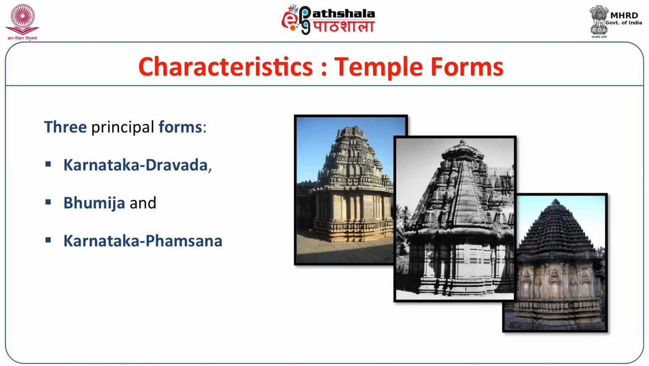Let us consider the various temple forms built under the Hoysalas. Three principal forms are met with. The first one is Karnataka Dravida, the second one is Bhumija, and the third one is Karnataka Phamsana.